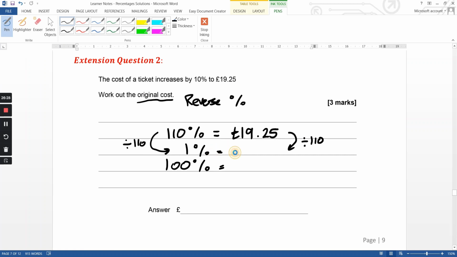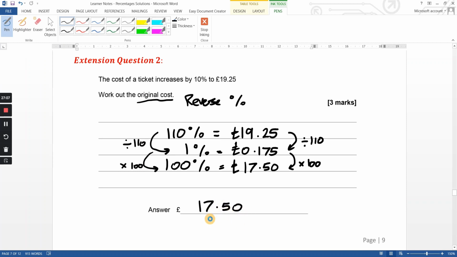Okay, I get a weird decimal, but don't let that put you off. It's still going to be in pounds, obviously, because it's the same units on this side. And I get 0.175. Okay. Well, we don't want 1%, we want 100%. So to get from 1 to 100, you'll have to times by 100. Yeah, let's do the same to this side. And that's going to give me 17.5, and obviously in pounds that's going to be £17.50. So originally it must cost £17.50, and that's your answer.